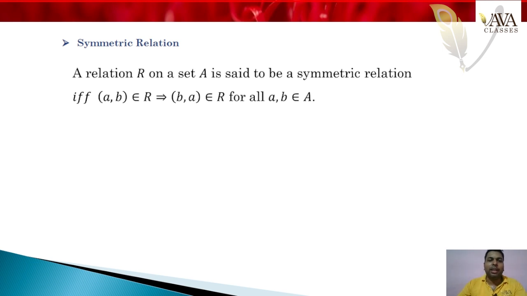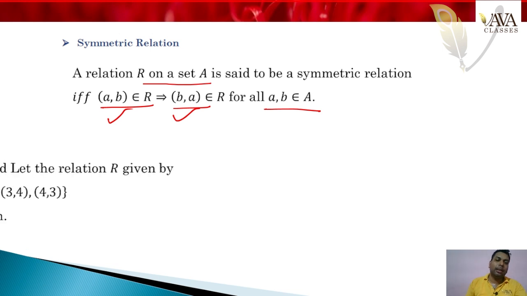Now, symmetric relation. A relation R on a set A is said to be a symmetric relation if (a, b) belongs to R implies (b, a) belongs to R for all a, b belongs to A. So for (a, b) belongs to R implies (b, a) belongs to R, then we say that relation is symmetric.